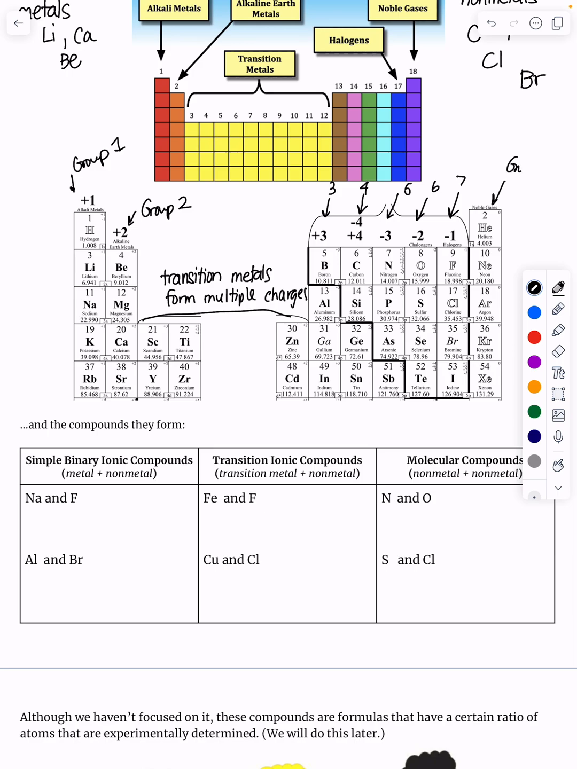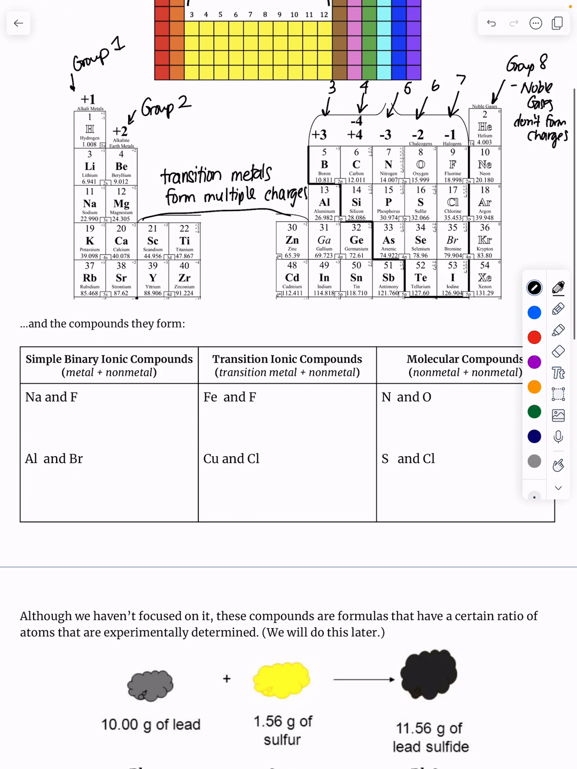And this is group 8. They don't really form charges. They are known as noble gases. They don't really form charges. And so just a little refresher there. And so these elements can combine either in ions or atoms to form compounds. And so just again, another refresher here.